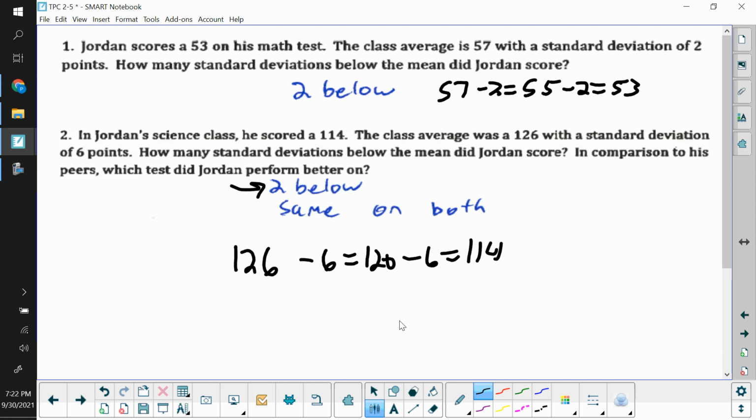And that's really the main point of standard deviations. It allows you to compare unlike things. We can see, based on standard deviations, how far you are from the mean, and two things that might not even have the same scoring system could then be compared.